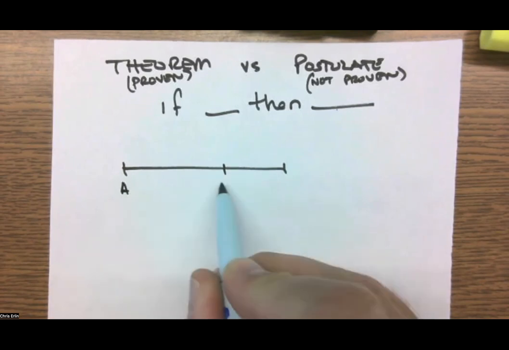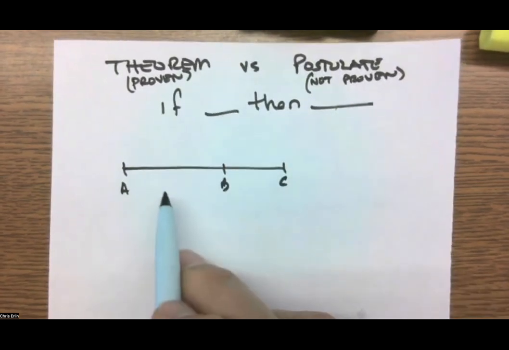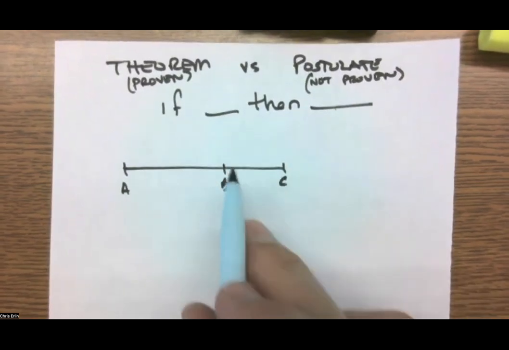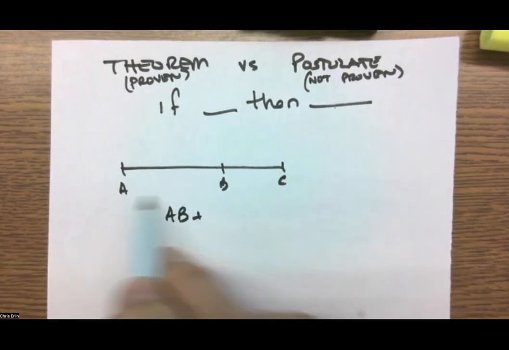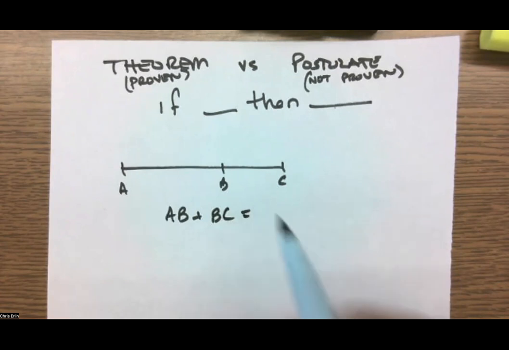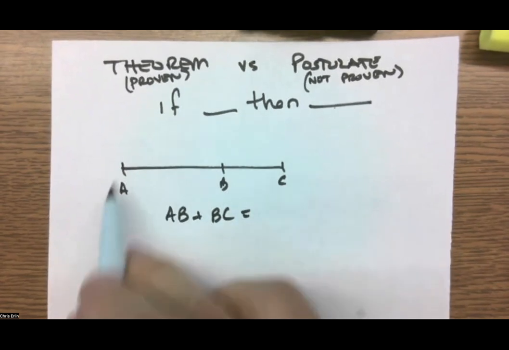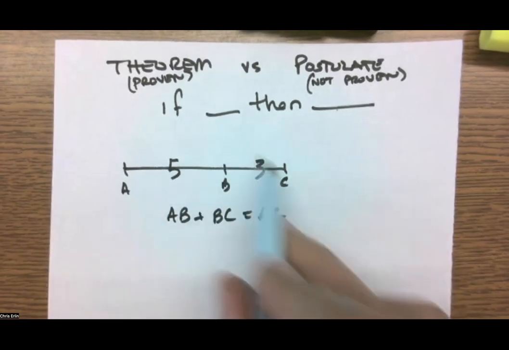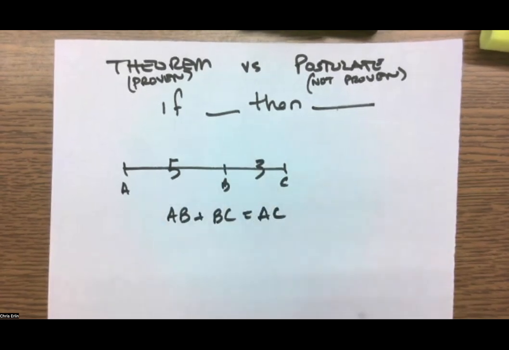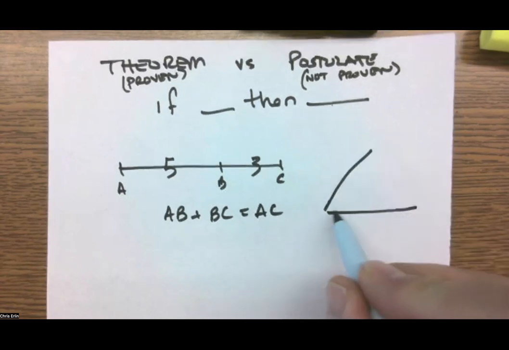Good. The segment addition postulate says that if I know that I've got a straight segment with one point marking in between, that AB, the length from A to B, plus BC will always equal what? AC. In other words, if this is 5 and this is 3, how long is the whole thing? 8. No problem.